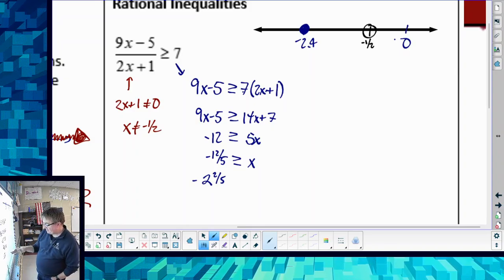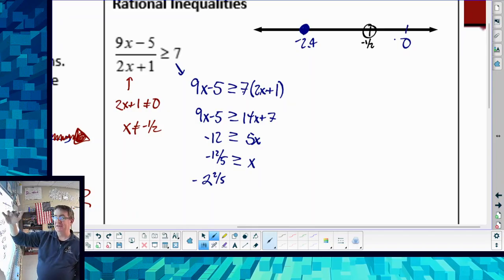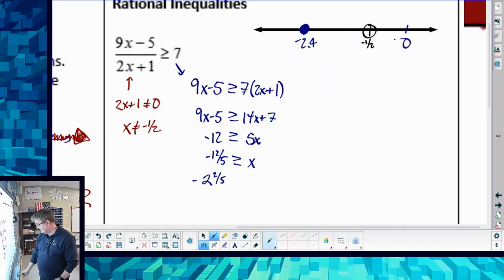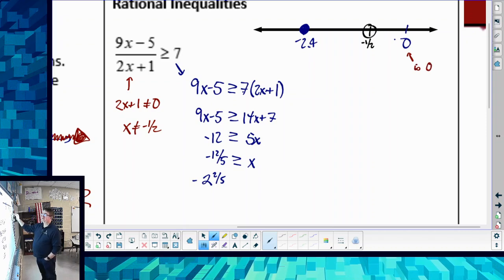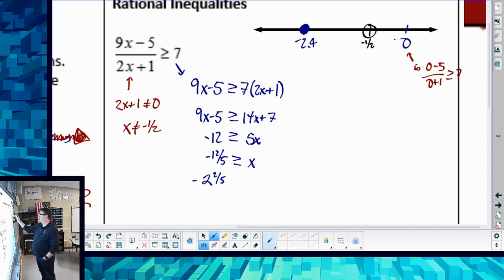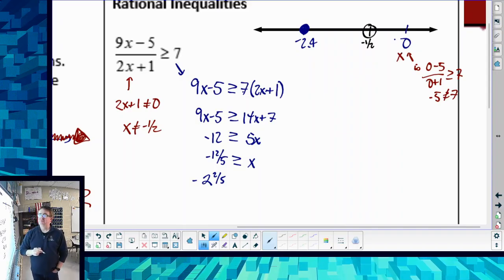Now, according to this, it would look like x is less than this. That means we might be going less than this. We'll have to see. 0, again, is always a good point to test. So if I plug in the 0, so 9 times 0 is 0, minus 5, 2 times 0 is 0, plus 1 is a 1, -5 over 1, greater than or equal to 7. That's a no, so I'm not going to be in that section there.